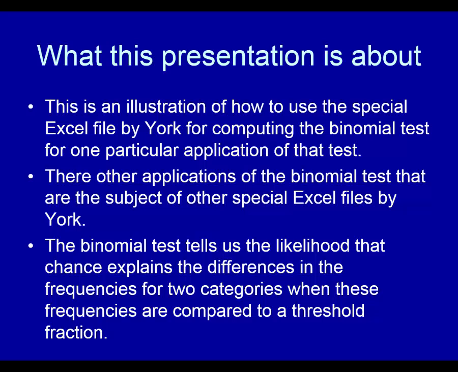The binomial test reveals for us the likelihood that chance explains the differences in the frequencies of two categories when these frequencies are compared to a threshold fraction. If you have 17 people who had favorable behavior and 8 people who did not, that's more favorable people than unfavorable, so it's more than 50%. Let's say you're comparing that to a threshold of 25%. Is it significantly better than 25%?